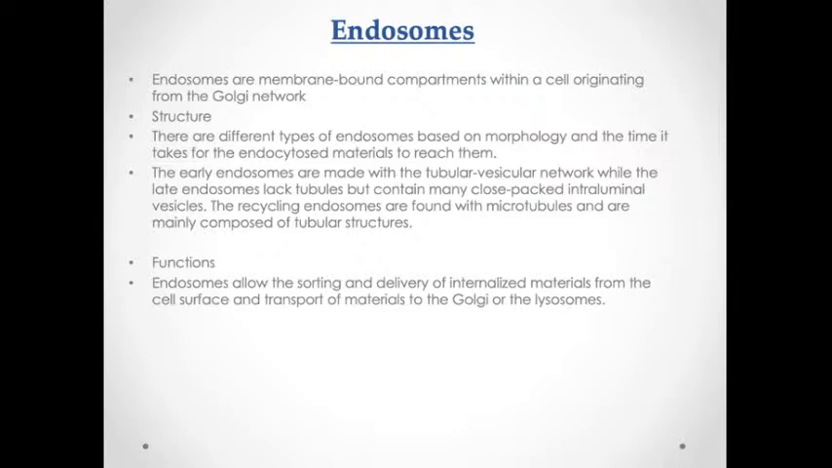So they are membrane bound compartments within the cell originating from the Golgi networks. There are different types of endosomes based on morphology and the time they take for endocytosed materials to reach them. The early endosomes are made with a tubular vesicular network, while the late endosomes lack tubules but contain many closely packed intraluminal vesicles. The recycling endosomes are found with microtubules and are mainly composed of tubular structures. Their main function is that endosomes allow the sorting and delivery of internalized materials from the cell surface and transport of material to the Golgi or the lysosomes.